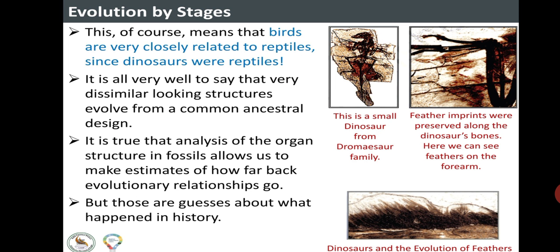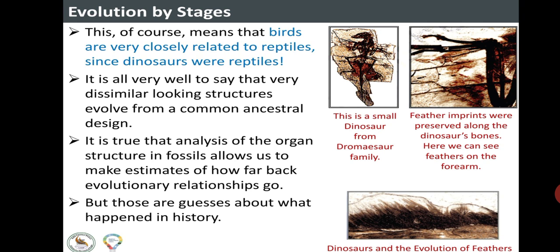Another example we have is feathers. They may start out as providing insulation for cold weather in a bird, but later they might become useful for flight. In fact, some dinosaurs had feathers, although they could not fly using the feathers. Birds seem to have later adapted the feathers to flight. This, of course, means that birds are very closely related to reptiles, since dinosaurs were reptiles. So it is all very well to say that very dissimilar looking structures evolved from a common ancestor design.